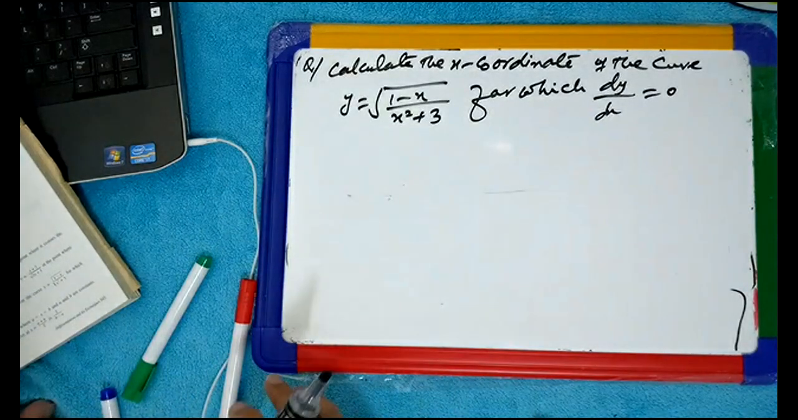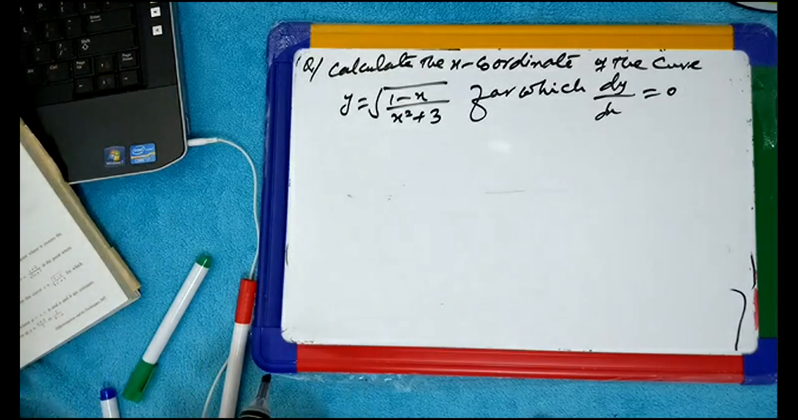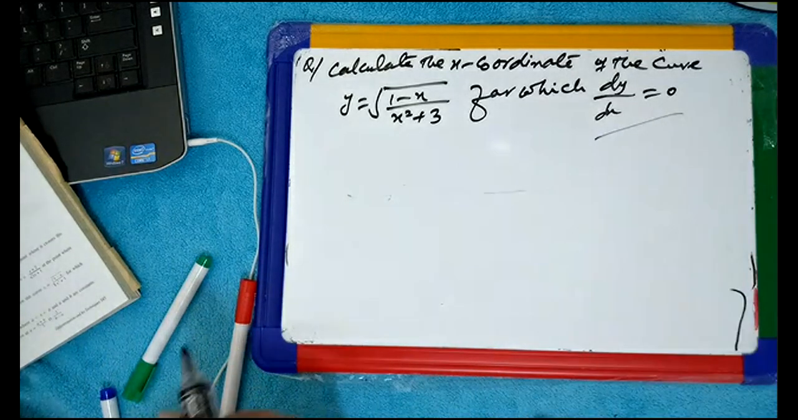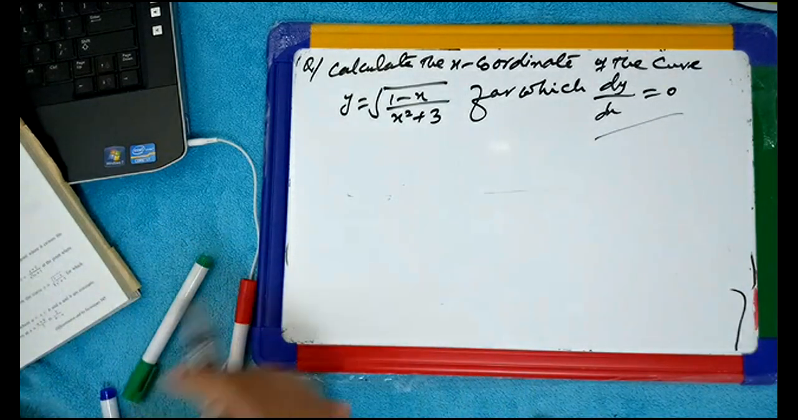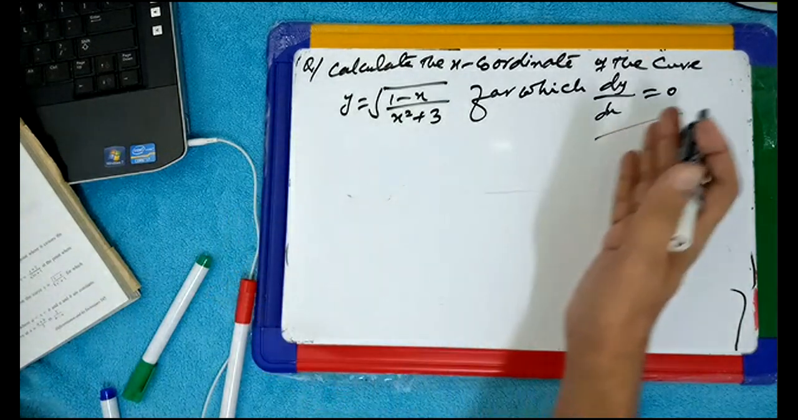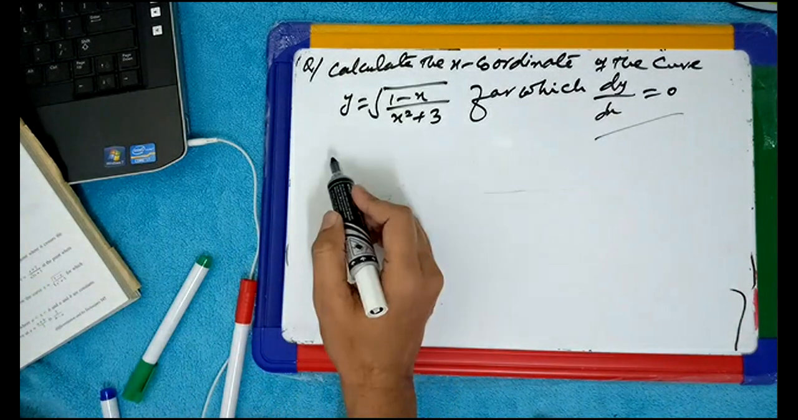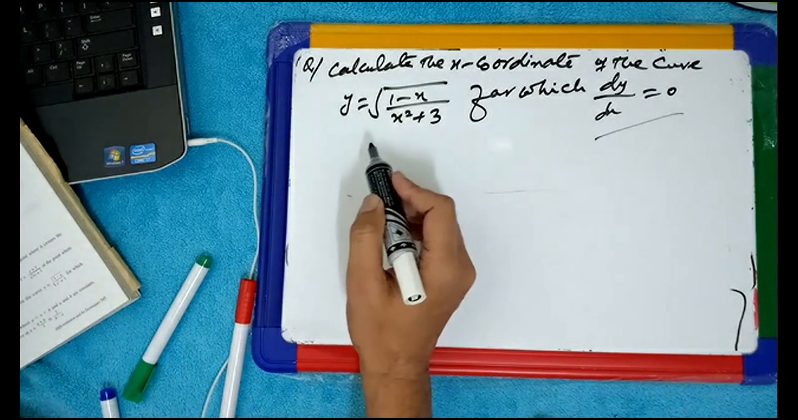So, what did you understand from this? We need to find x. Now the question is reverse. Before, the coordinate was given and we found the derivative. Now the derivative is given as 0, dy by dx equals 0, and we need to find the coordinate. So first we will differentiate this, then put it equal to 0, and then find the coordinate. Our first responsibility is to find the derivative.